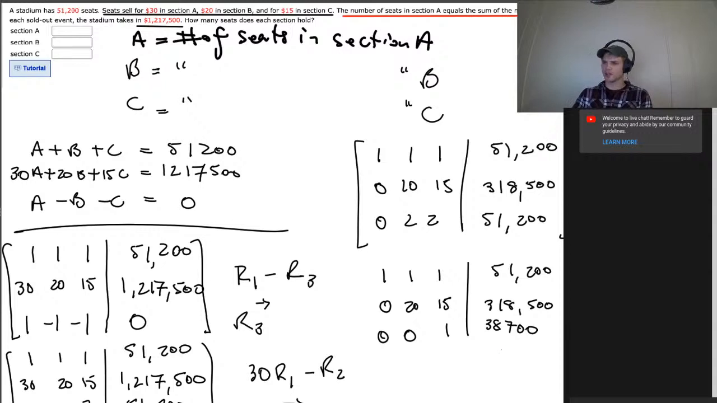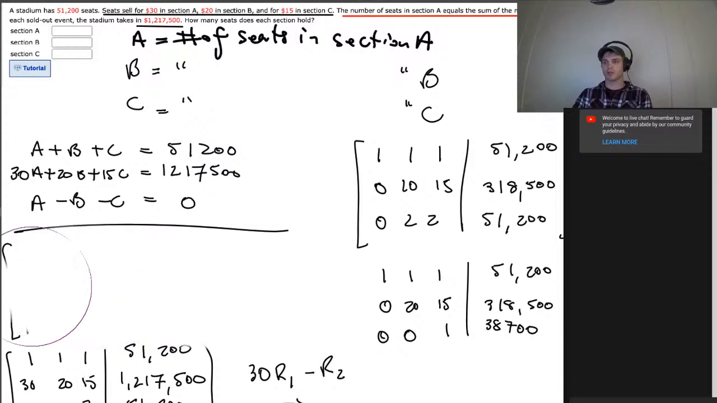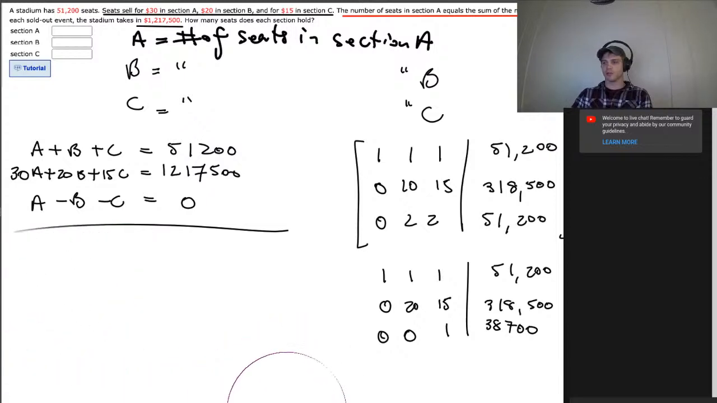And then this should be enough to back solve. So I'm going to make some space here. I attempted this video another time, and I did it a different way, which I prefer, but this way works.